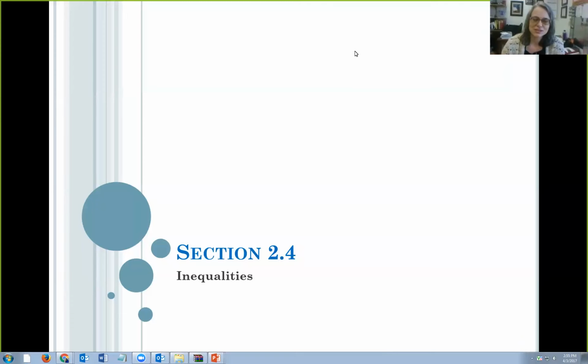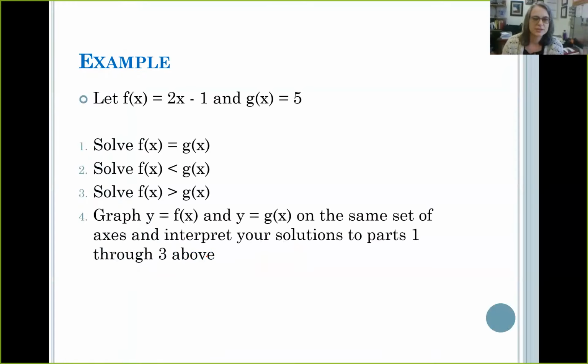Today we are going to discuss inequalities. And we've talked about inequalities in previous classes, so let's just start with a pretty simple example. Suppose we have two functions, f of x equals 2x minus 1 and g of x equals 5. And we want to take a look at these relations.